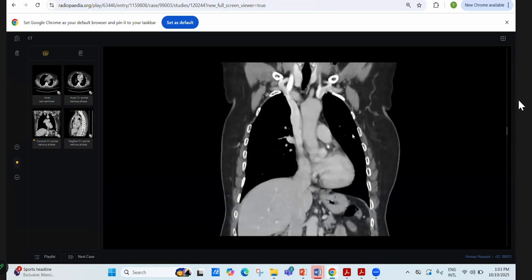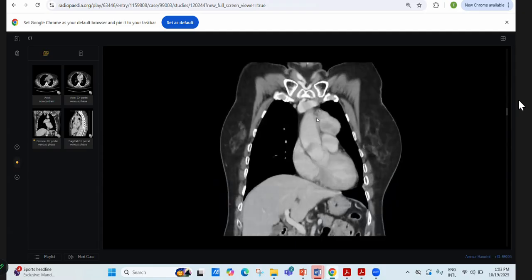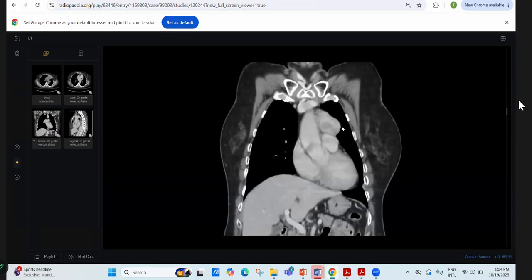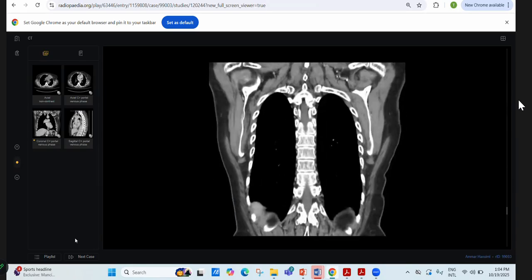Ma'am, this is likely a case of thymoma. I would like to know the history, whether this patient has any weakness or drooping of the eyelid, to rule out the presence of myasthenia gravis in this case. Another differential is lymphoma, but it is less likely. Another differential is germ cell tumor, but I cannot see any calcification.